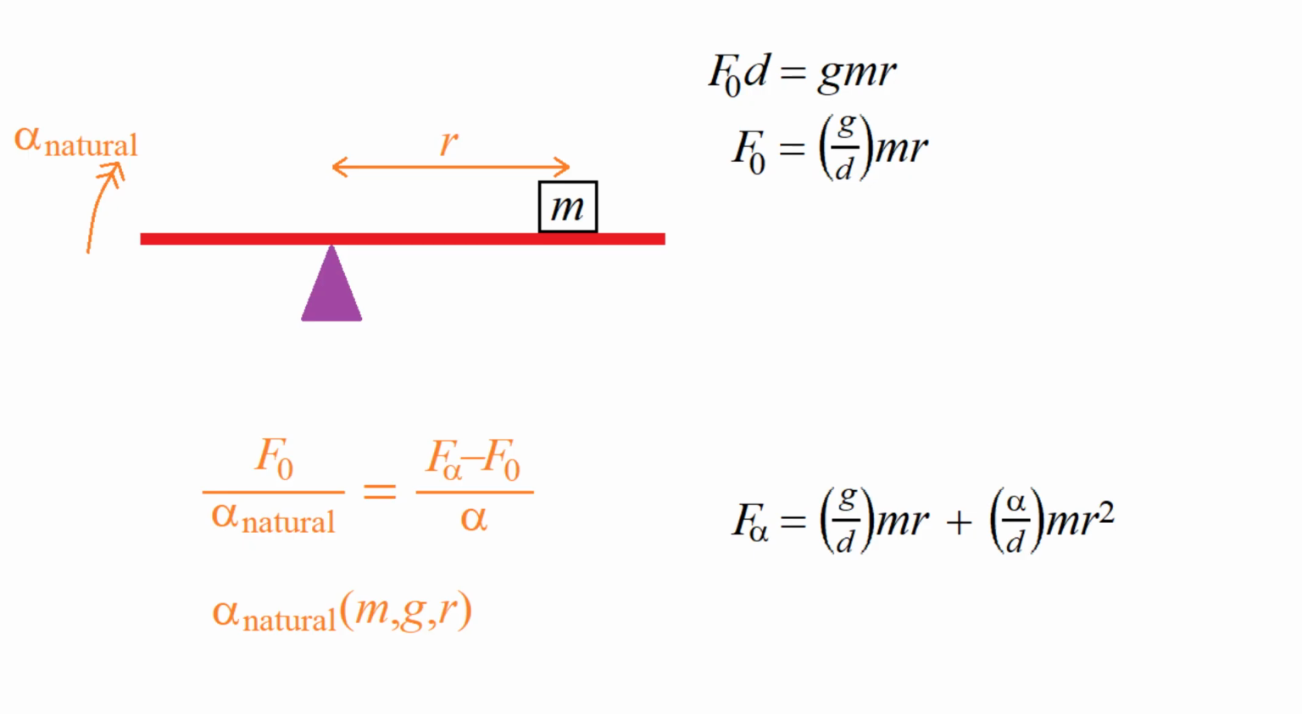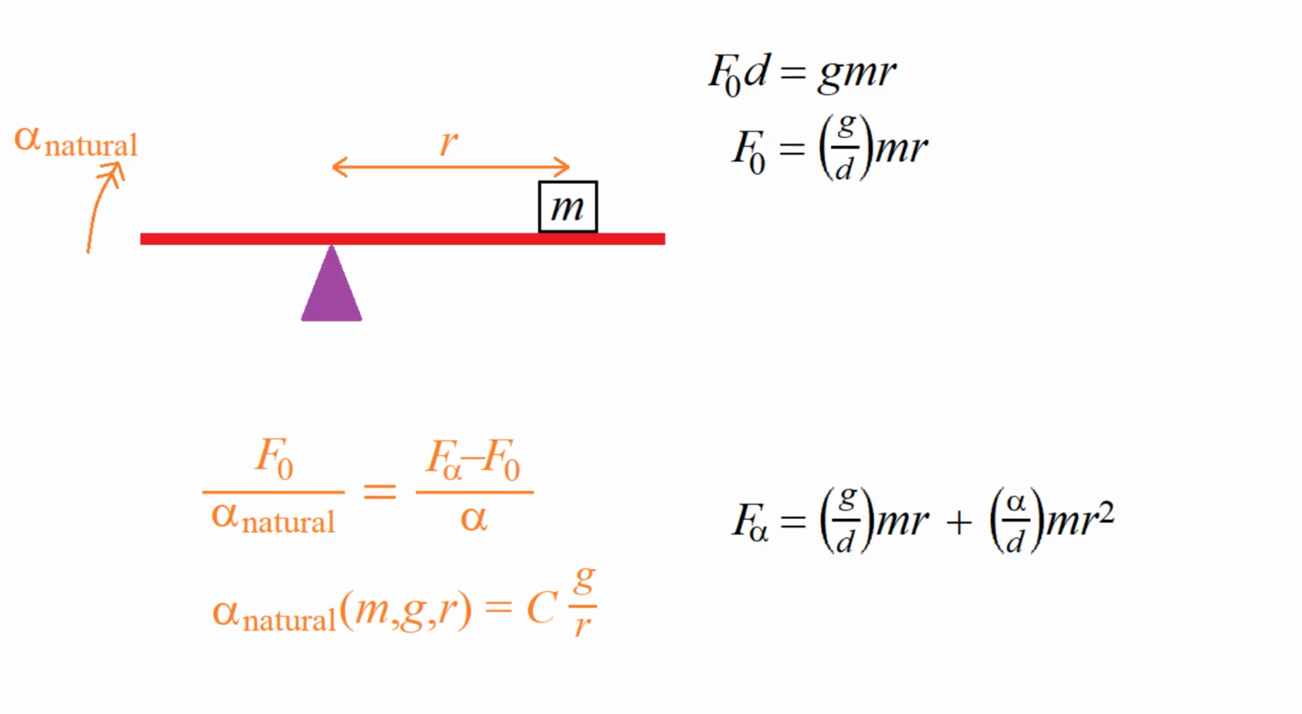Well, one can show that as a result of all this, alpha natural must take the form of some constant dimensionless number times g over r. And so we see that alpha natural depends reciprocally on r, and therefore, since f0 is proportional to r, we have that f0 over alpha natural is proportional to r squared. And so f alpha minus f0 is likewise proportional to r squared. In other words, after the effect of gravity has been overcome, the further force required to produce a given anti-clockwise angular acceleration alpha is proportional to r squared.